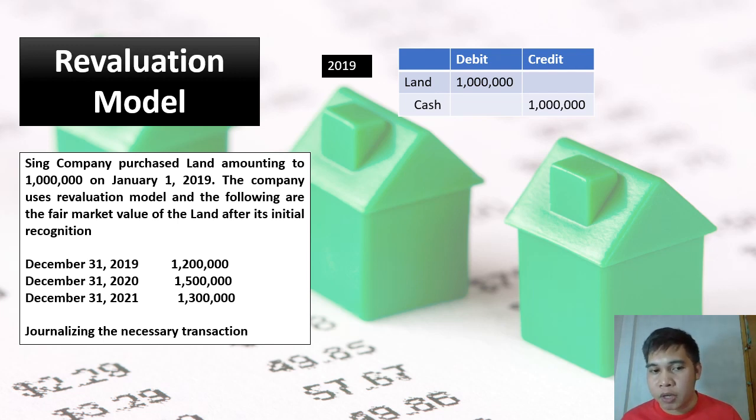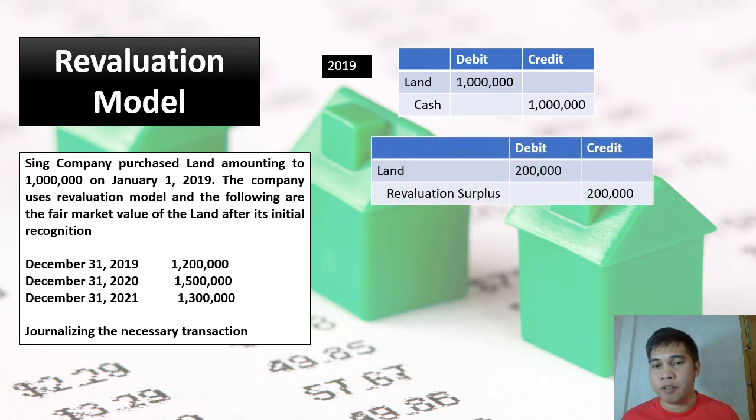However, noong December 31, 2019, nagbago yung fair market value, naging 1.2 million. So under revaluation model, it has to be recorded as 1.2 million. So sa case natin, meron tayong upward revaluation. So masaya po yan. So dahil masaya, mag-recognize po tayo ng debit land, 200,000, then credit revaluation surplus, 200,000. So revaluation surplus will be recorded under other comprehensive income or OCI. So, kung mapapansin nyo, nag-increase siya amounting to 200,000 kasi 1 million naging 1.2 million.